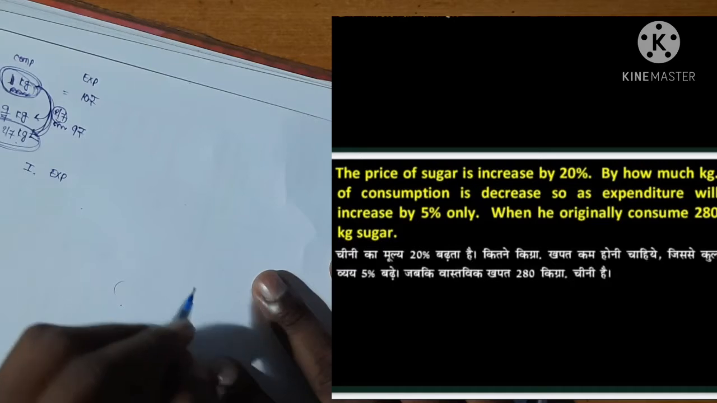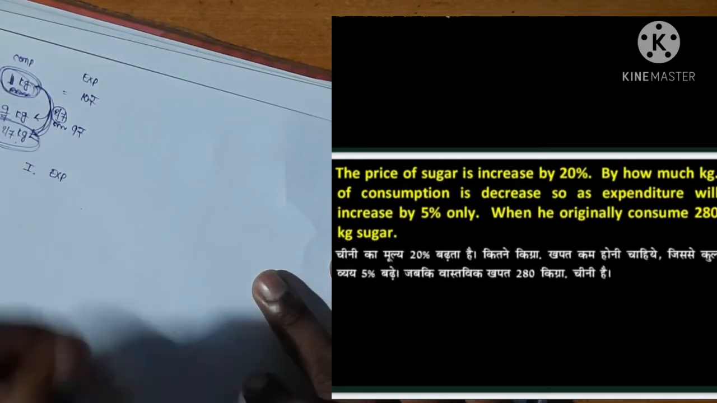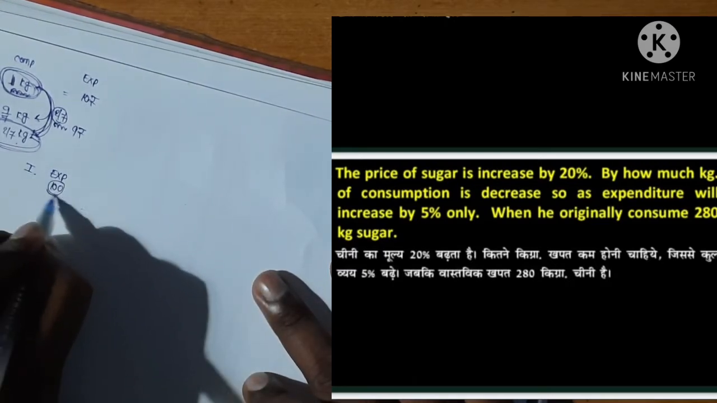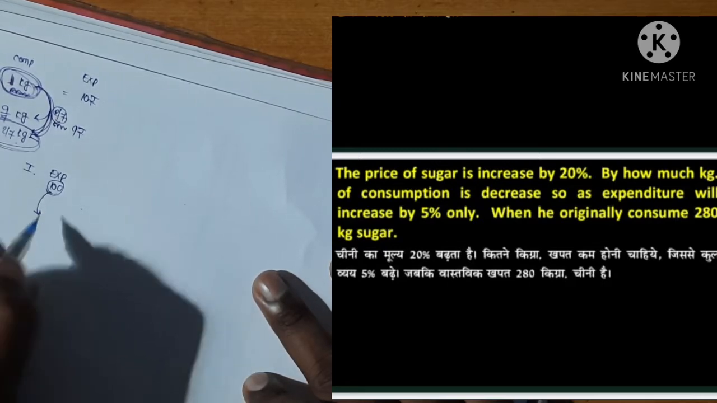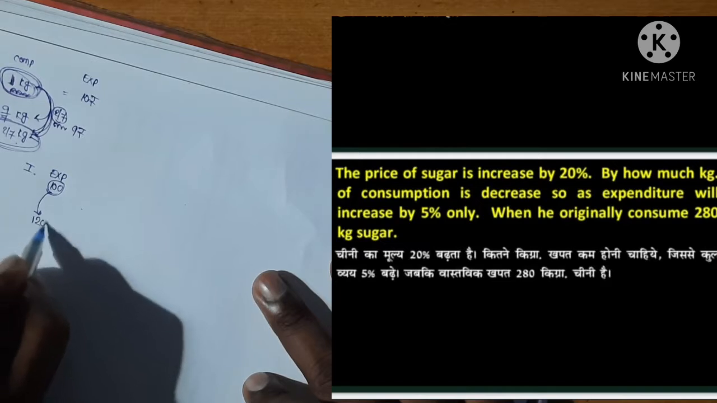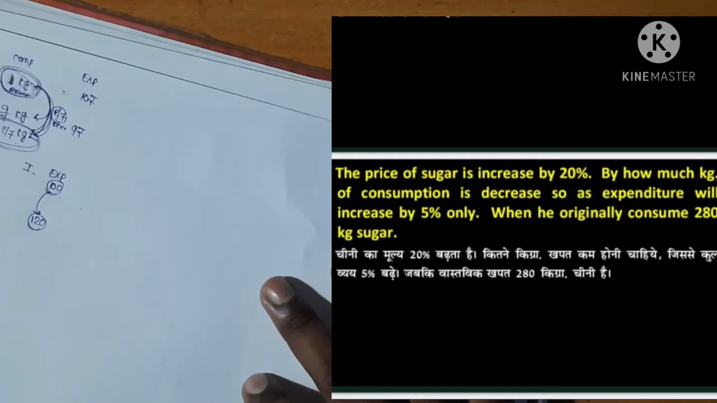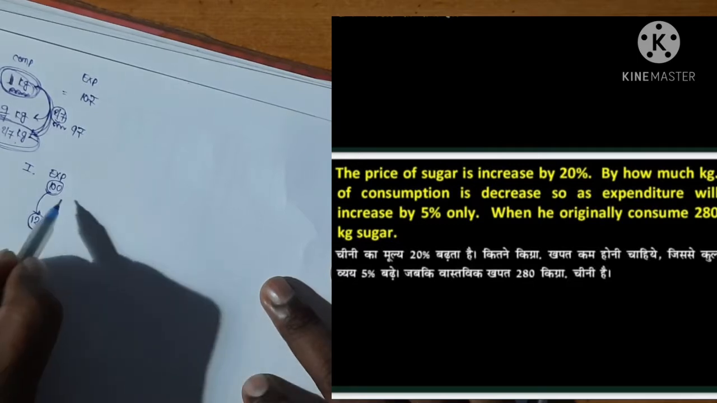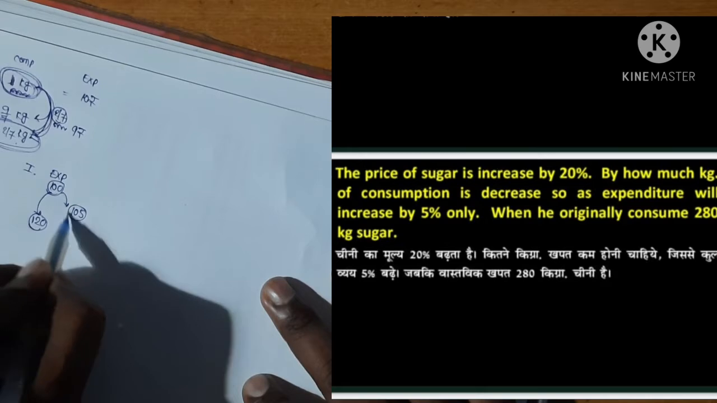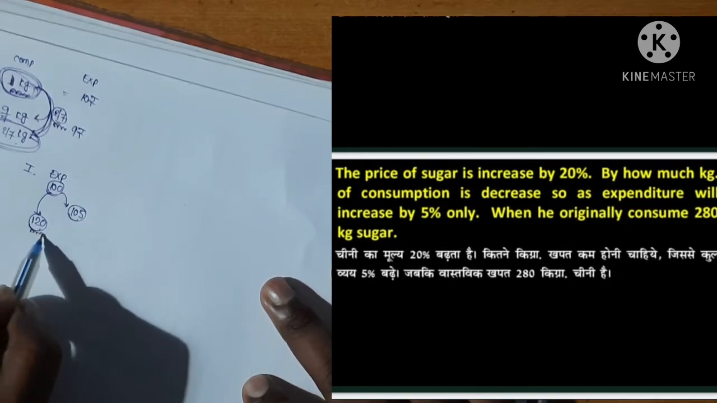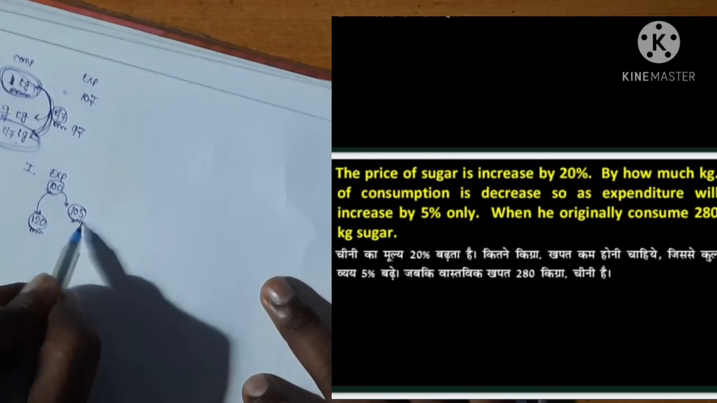The price of sugar is increased by 20%. So take the expenditure as 100. Sugar is increased by 20%, which means expenditure is also increased by 20%, so the value is 120. The expenditure is also increased by 5%, so the current expenditure is 105.